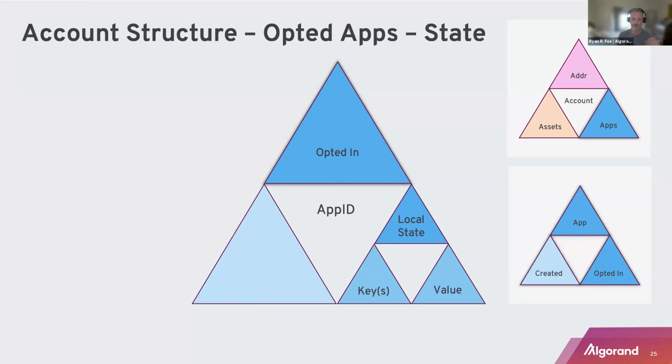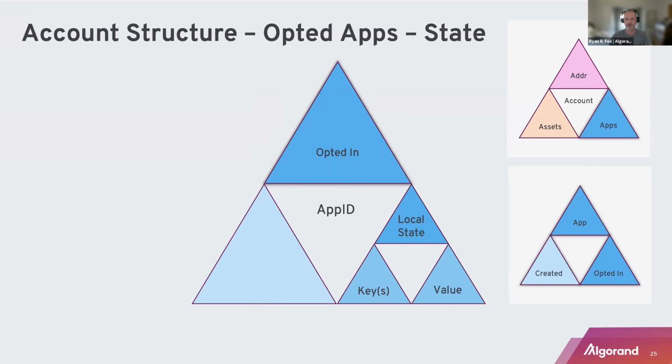So the key would be a byte string, and the one that we're going to use here is just a counter, a byte string called counter, and then the value would be an integer value that we are going to increment. So the application creator would have defined that as one integer type in the local state. We'll see that when we build the application as well.